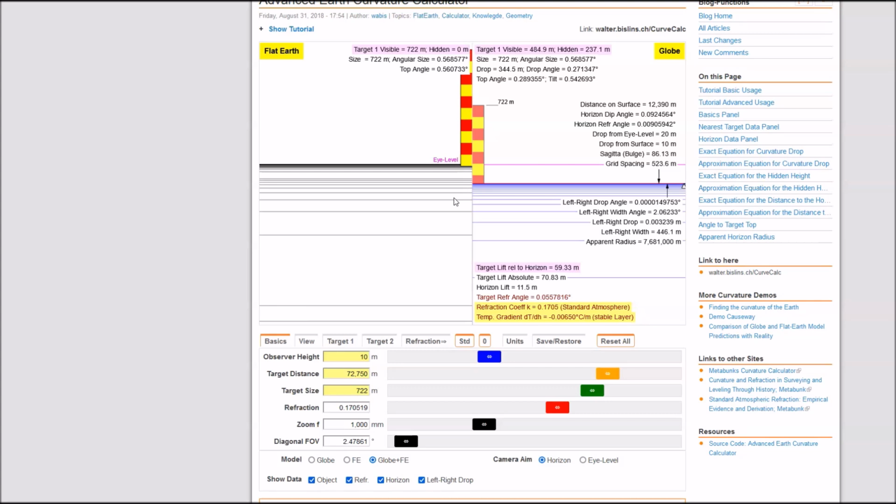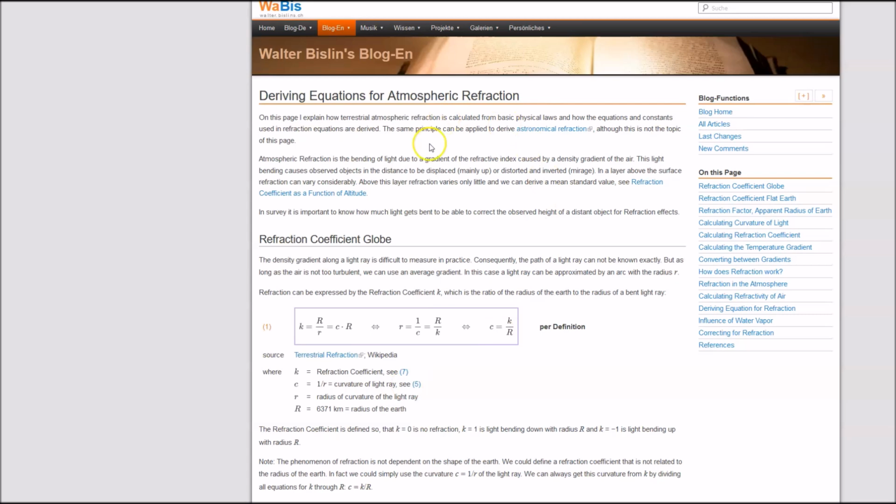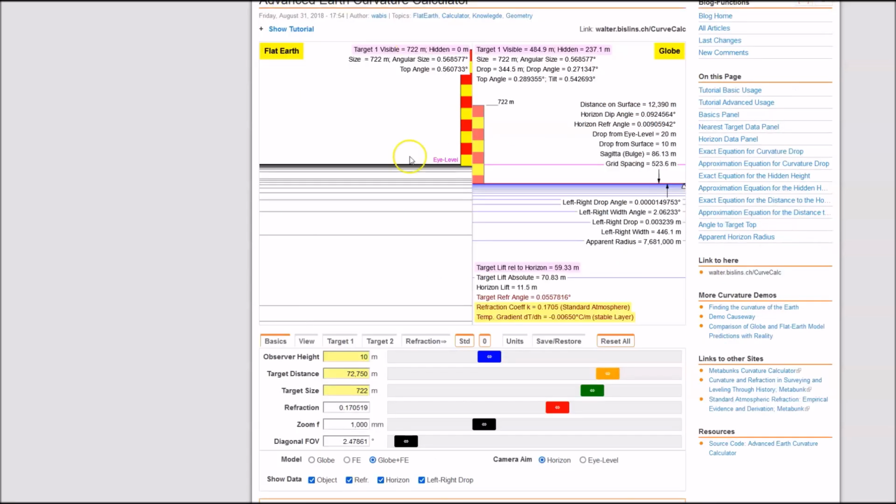So I invite Sky-Free to create a calculator of their own using standard atmospheric science, as Walter Bisland did in his reference page here, that has a component which allows us to set one atmospheric gradient in the distance and another in the middle ground. That way they could actually model what they're describing in their comment.